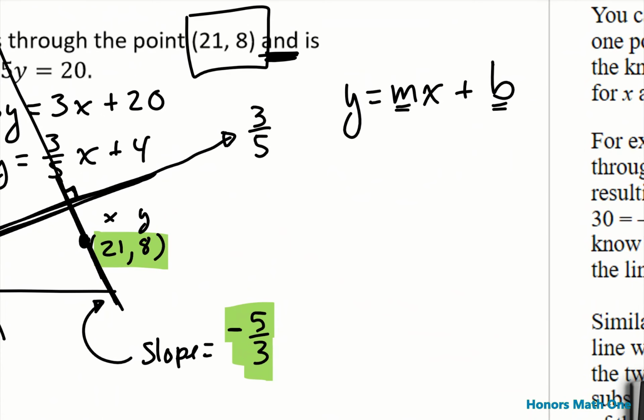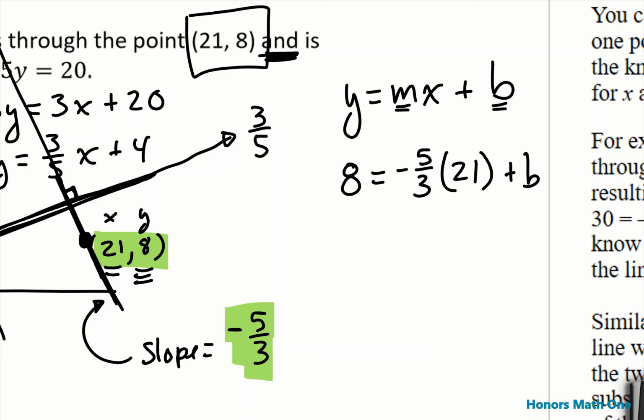The y value of the point that we have has a y value of 8. So we're going to plug in that y value. We know that our slope is negative 5/3. And we also have an x value, right? This x value right here is the number 21. And then I've got plus the number b.